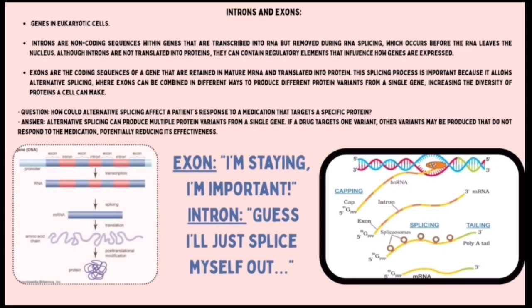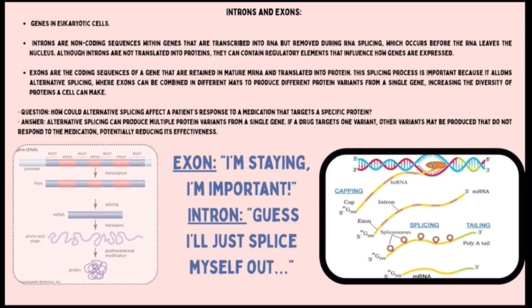Introns and exons. These are parts of genes in eukaryotic cells. Introns are non-coding sequences within genes that are transcribed into RNA but removed during RNA splicing, which occurs before the RNA leaves the nucleus. Although introns are not translated into proteins, they can contain regulatory elements that influence how genes are expressed.